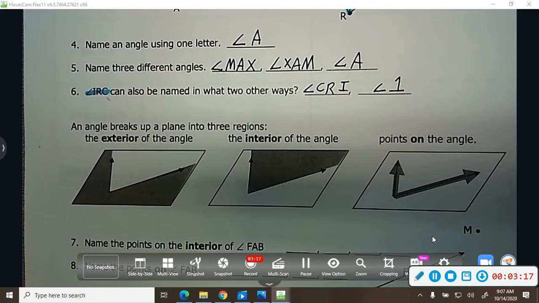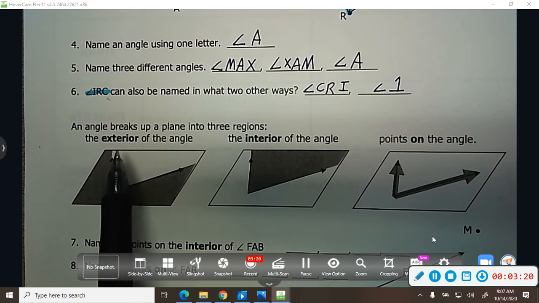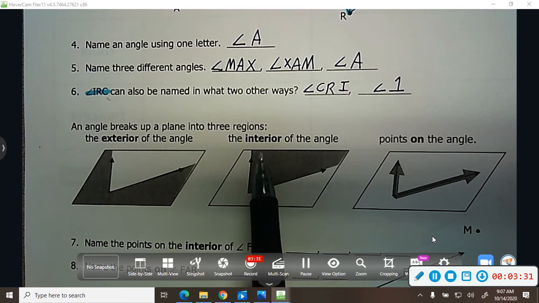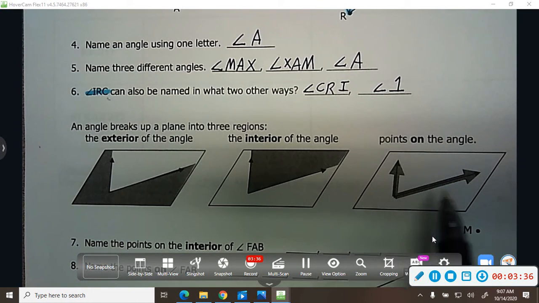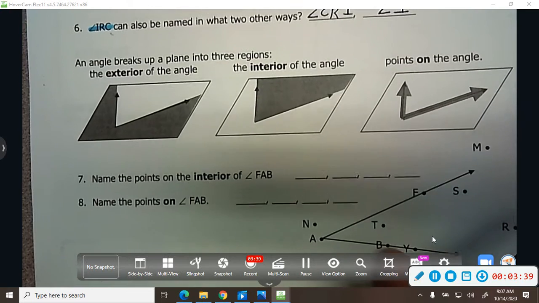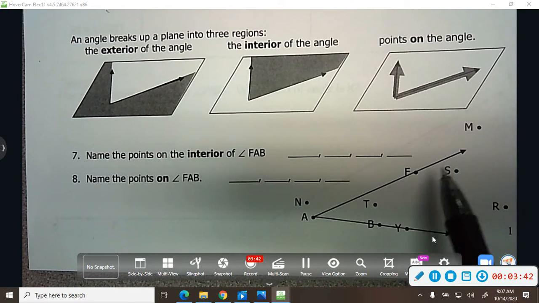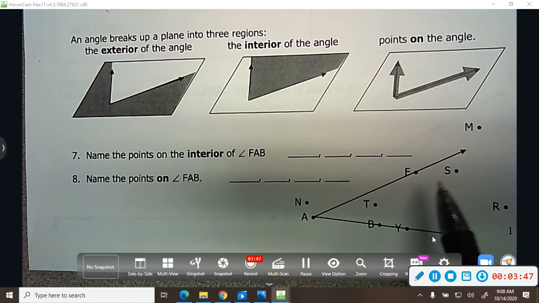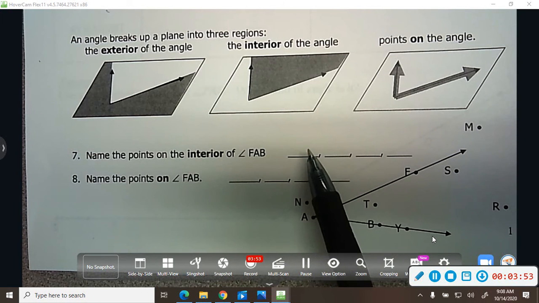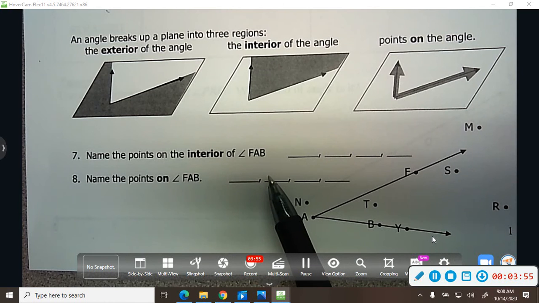Now we talked about a plane. A plane goes infinitely in every direction, and we drew an angle. And an angle breaks up a plane into three regions. So we have the outside of the angle, we call that the exterior. We have the inside of the angle, we call that the interior of the angle. And then you also have the points on the angle. So what I want you guys to do is look at this drawing and name points on the interior, and then also name points on the actual angle. Okay, so you can pause this video, put down what points are on the interior and what points are on the actual angle.